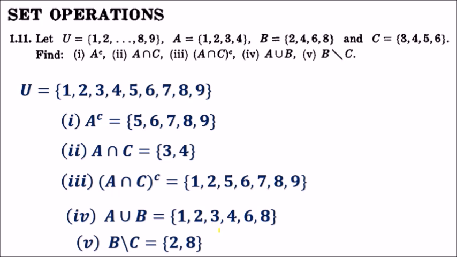And for the next question, we have B minus C. That is 2 and 8. Why? So the set B contains 2, 4, 6, and 8, and then C is 3, 4, 5, and 6. So ibawas lang natin yung C. Lahat ng makikita natin sa C, tanggalin natin doon sa B. So maiiwan na lang sa B ay 2 and 8. Okay, that's it.